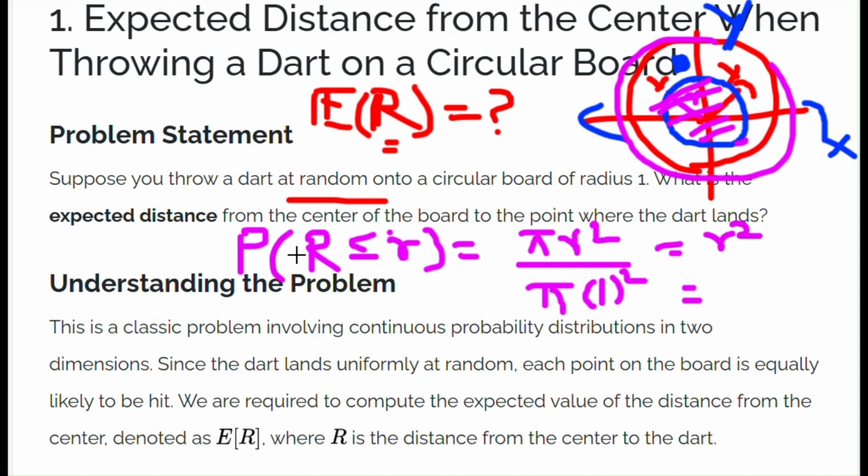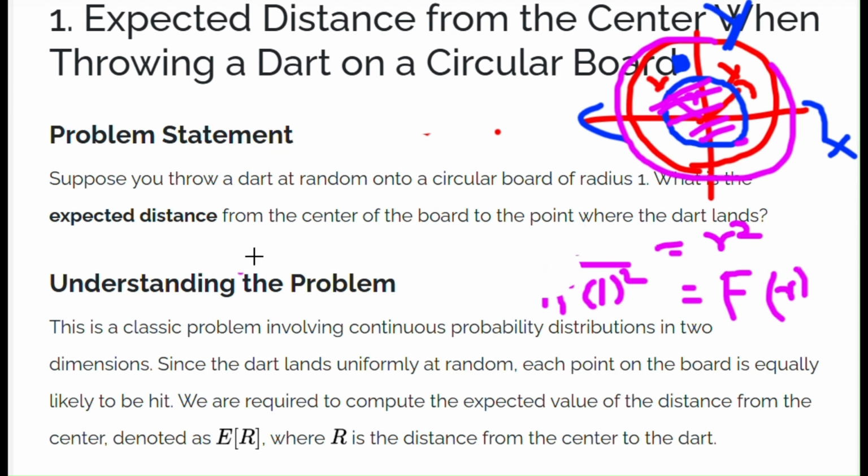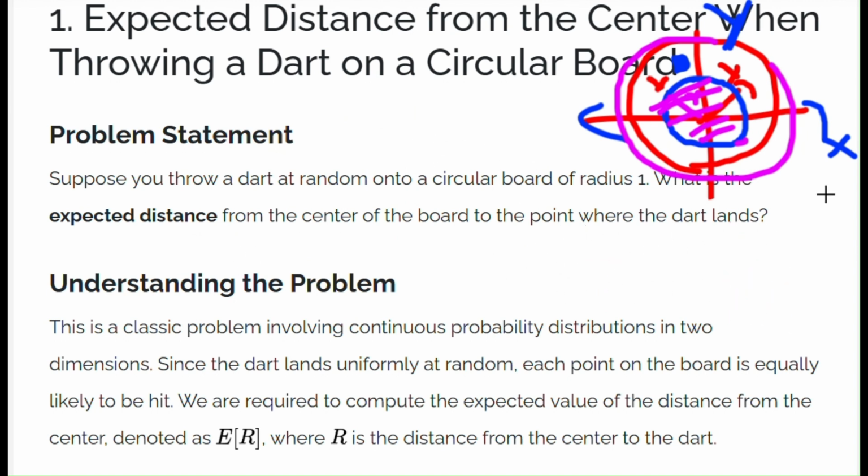Now this probability that r is less than or equal to small r is the definition of a CDF, which is denoted by capital F. So capital F of r is equal to r square. We know the CDF, so we can easily calculate the PDF now.